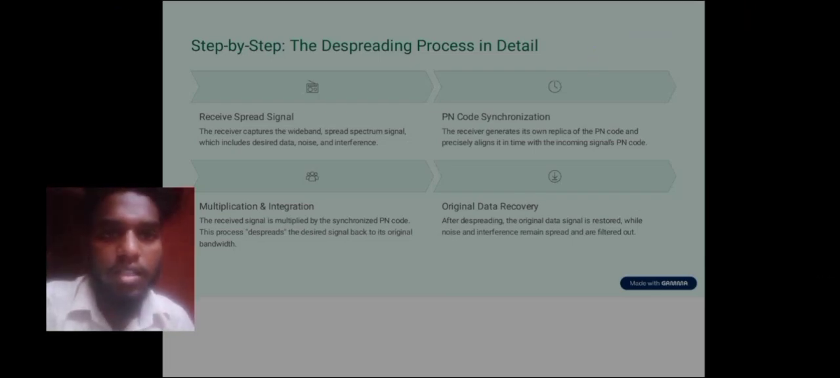And the third one is multiplication and integration. Here we are using the multiplexer for both the multiplication and integration process. The main function of the multiplexer is to take multiple inputs and give a single output. Here the spread signal is converted into a despread signal through the multiplexer. This process is called the despreading process, and after the despreading, the final step is original data recovery. In this original data, the noise and interference are removed by the multiplication.